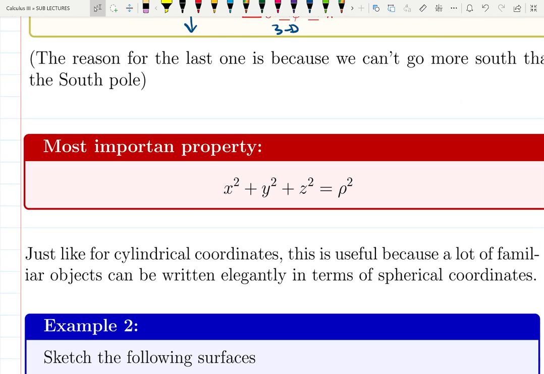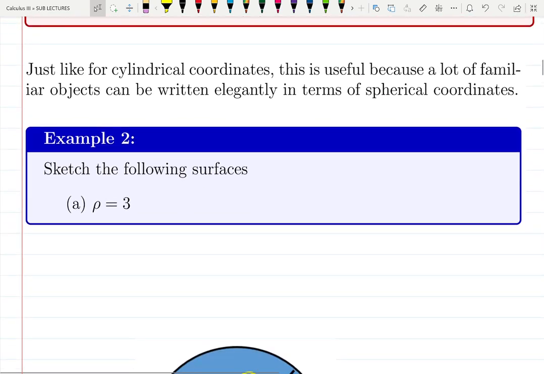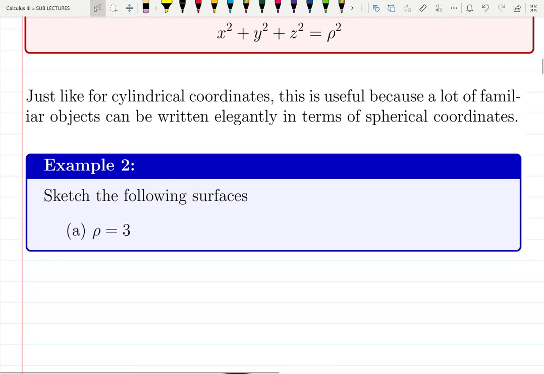So we still have the same property. X squared plus y squared plus z squared is rho squared. It comes from the triangle, right? Triangle and stuff. Same with sine, cosine, and theta. Then, let me show you why this is convenient, because many complicated shapes can be described easily using spherical coordinates.